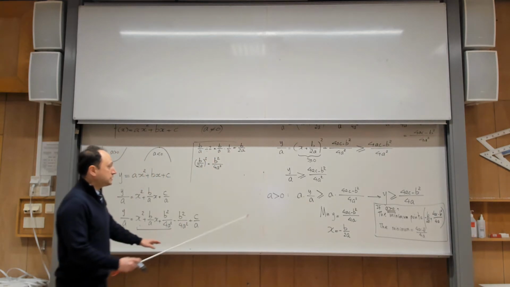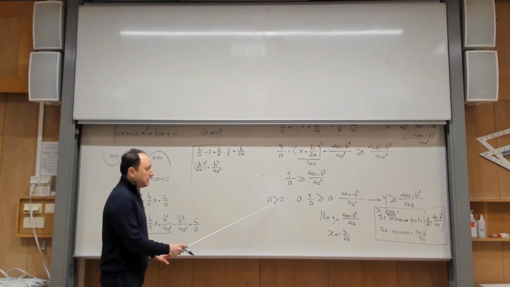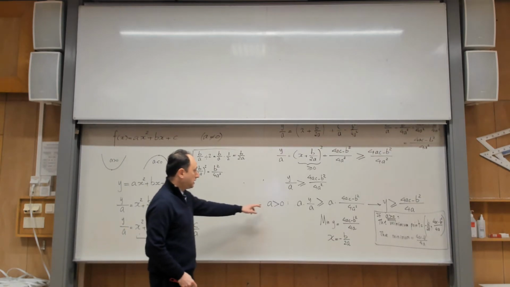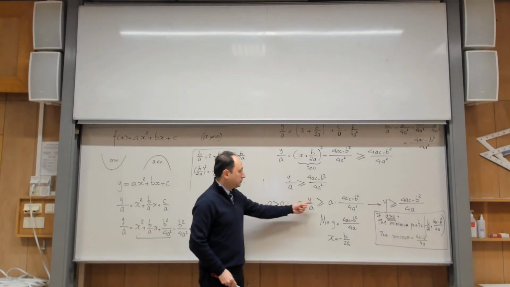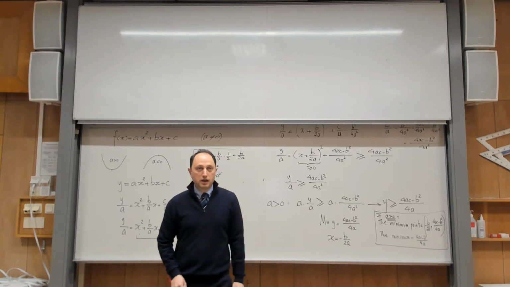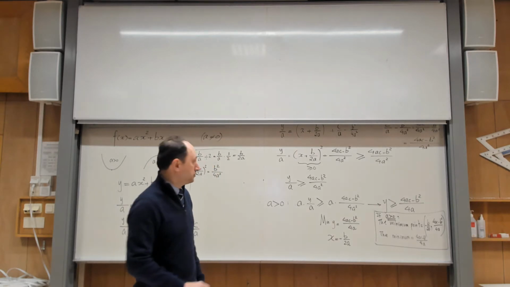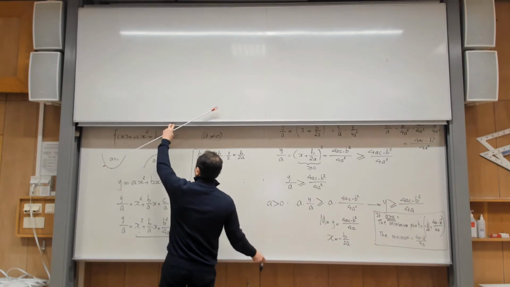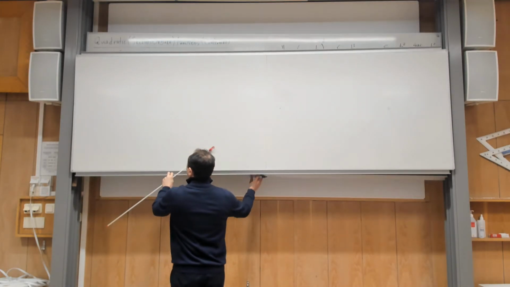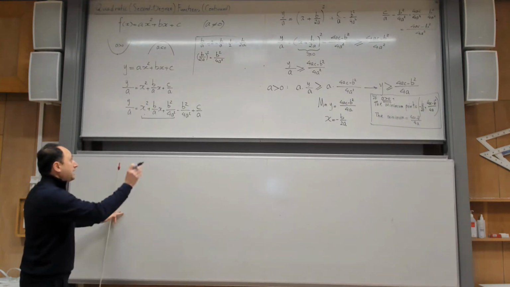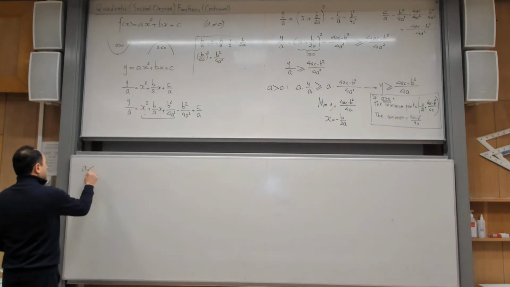But what happens if a is negative? If a is negative, everything remains the same, except that when I multiply by a, I am not allowed to keep the sign as it is; I have to flip the sign. And then this means that I have a maximum. Yes? So let me just do it here as well. Okay, so what happens if a is negative?